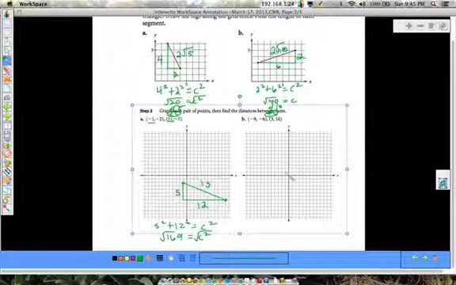Next one, plot -9, -6. Then over 1, 2, 3, 5, 6, 7, 8, 9 and down 6: 1, 2, 3, 4, 5, 6. There's 1 point, and then 3, 10: 2, 3, 4, 5, 6, 7, 8, 9, 10. Now I want to find the distance between those 2 points. So I'm going to connect them, draw in my legs, and then I can do, again, Pythagorean theorem.